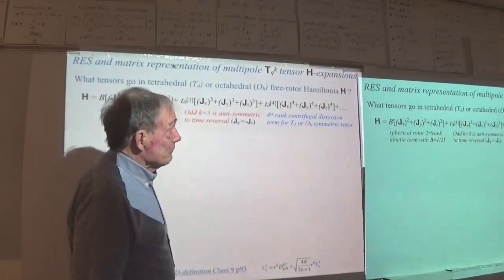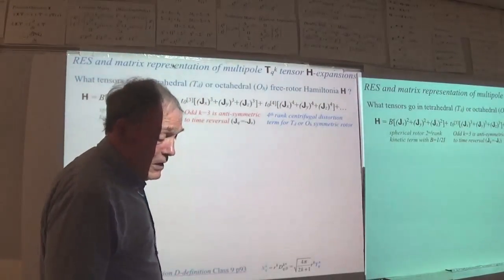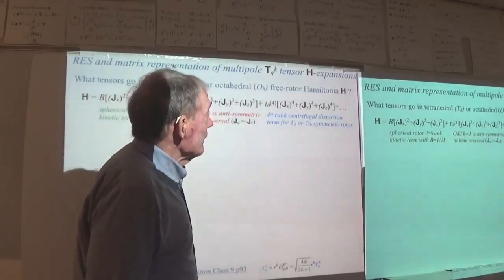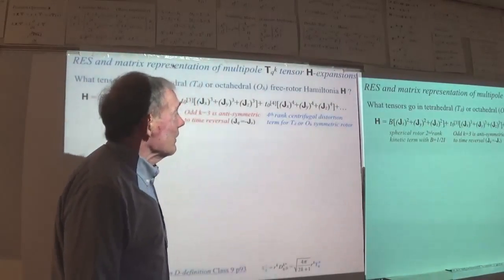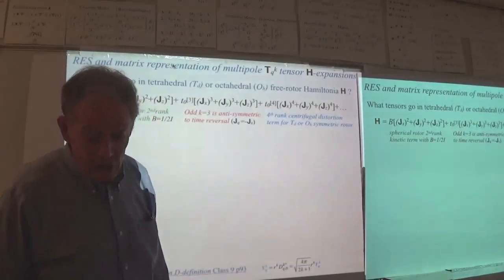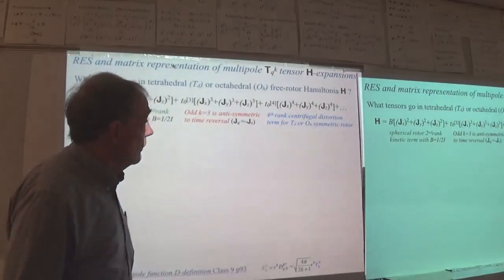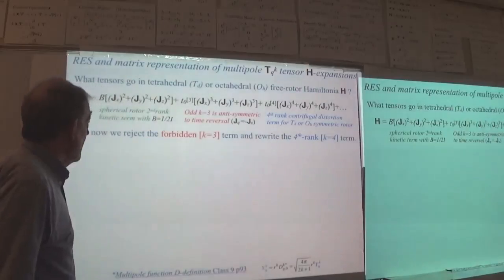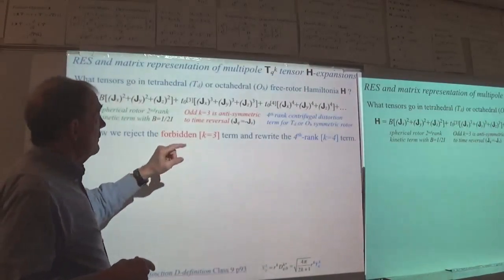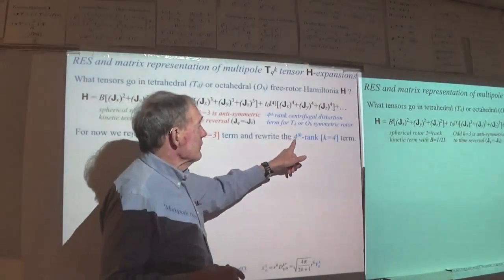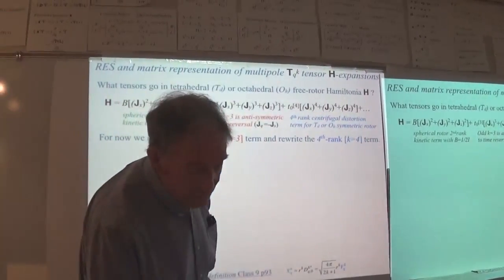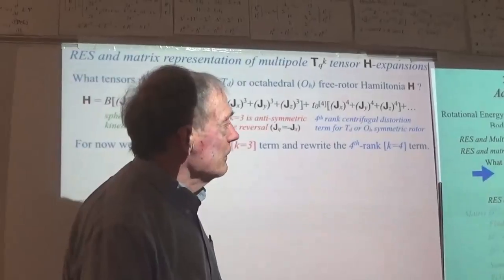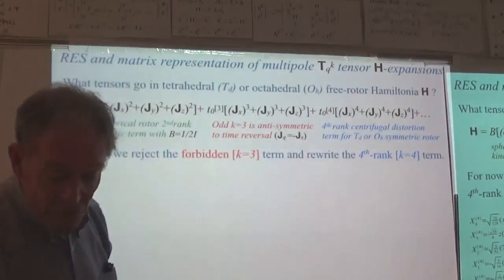But you might say, well, okay, that's nice, but what else is there? How many of these tensors are there? So we need to discuss a little bit of algebra of these fellows to get there. So we will be rejecting this forbidden thing and just rewrite the 4th rank term in a number of different ways to get some feeling for what it has to offer. So that's what's going on here.